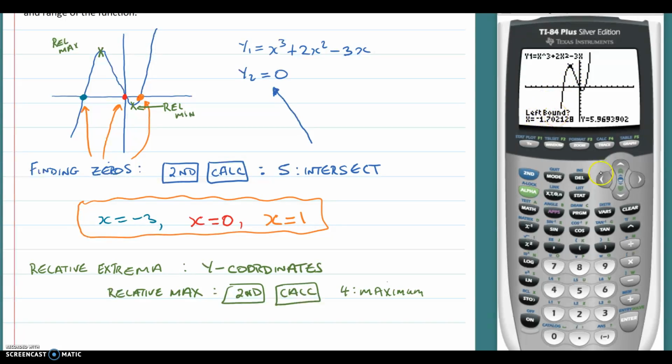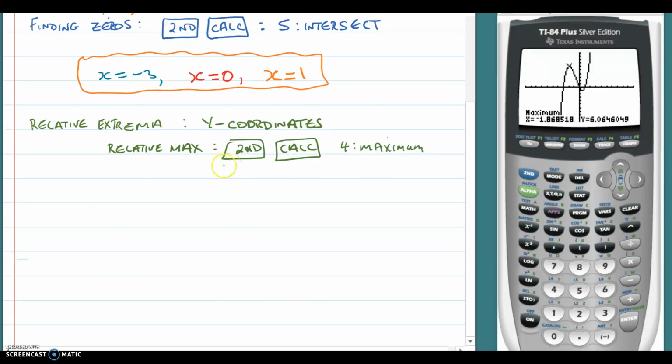It says go to the left. Okay, let's go to the left a few clicks and hit enter. And then it says right. The calculator says right, so go to the right of the point and hit enter one more time. And we get x is equal to 1.868, but y is equal to 6.064. So y is equal to 6.06, let's say. Round it off there.